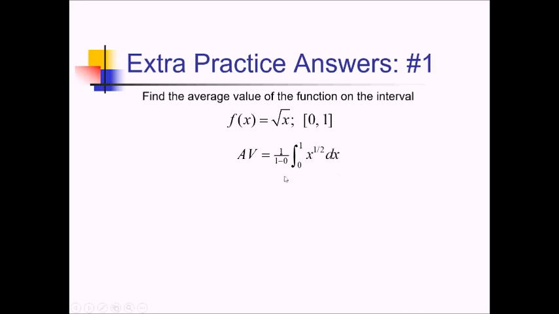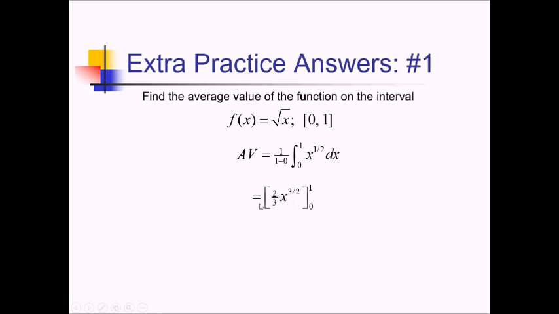This is just 1 on the outside, so I don't really have to worry about it. The antiderivative of this: we bump the exponent up to 3/2, and then dividing by 3/2, we're really multiplying by 2/3. So we've got 2/3 x to the 3/2 evaluated from 0 to 1.